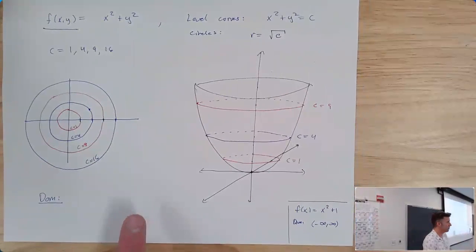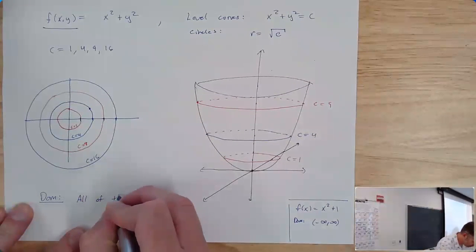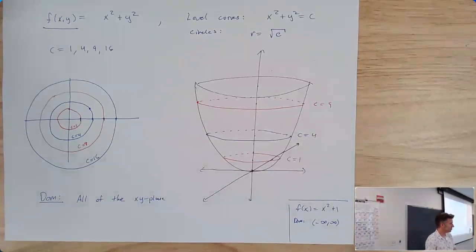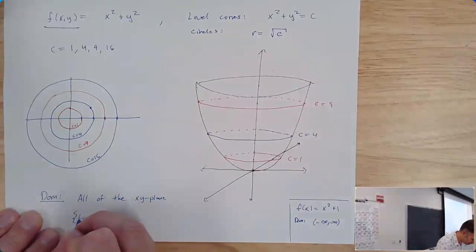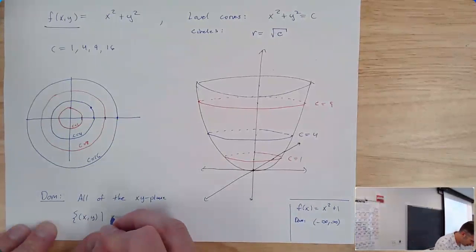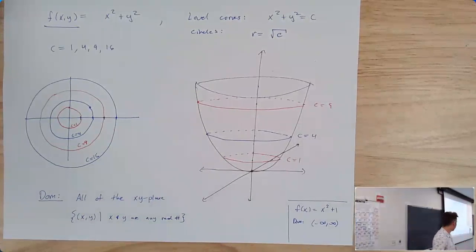But here, the domain is all points in the XY plane. So here the domain is all of the XY plane, which is annoying, but it is what it is. You can also write it as the set containing X comma Y such that, actually you don't even need any such that. There's no restriction. X and Y are any real number. Literally every point in the plane.